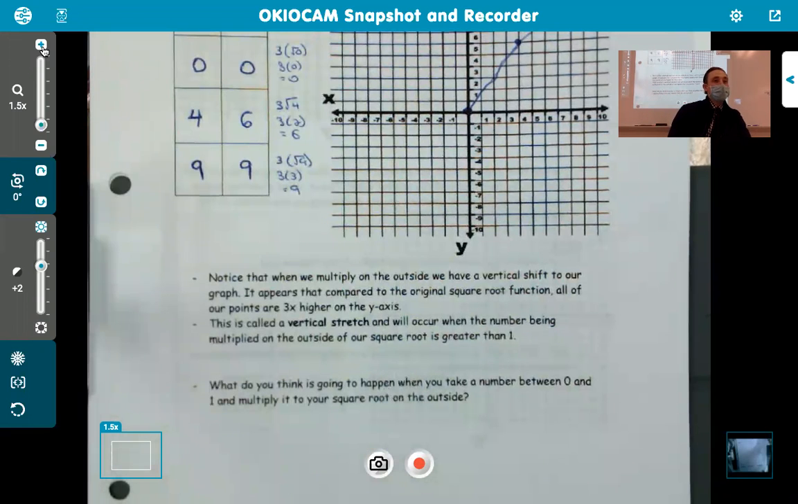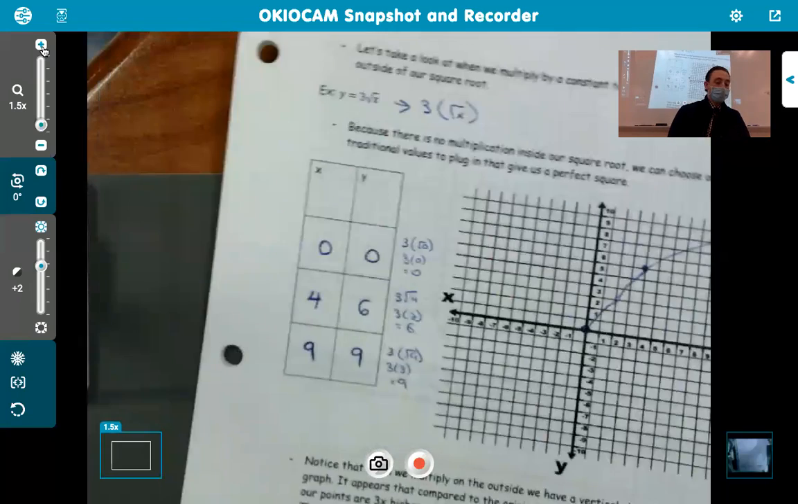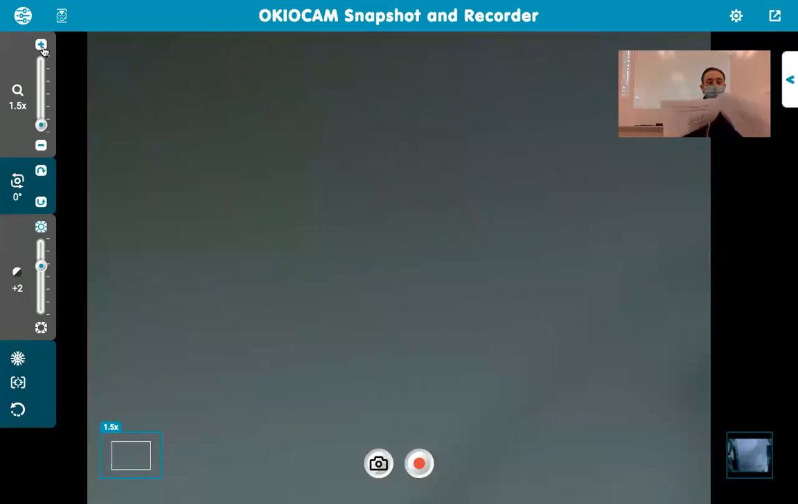Any questions about that? Or anything related to that first example there? So my number is greater than 1, vertical stretch. What do you think is going to happen when it's between 0 and 1? It's going to shrink vertically, right? Because it's on the outside. Let's see if our assumption is correct again.